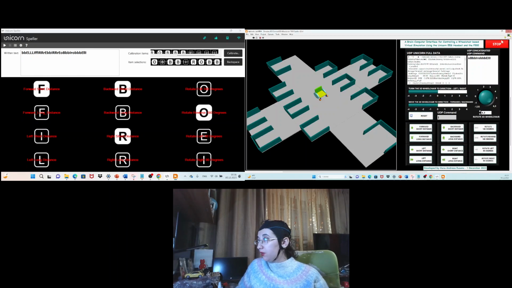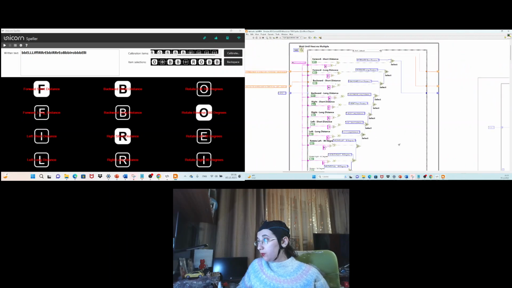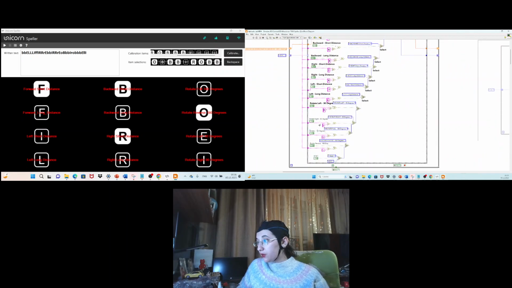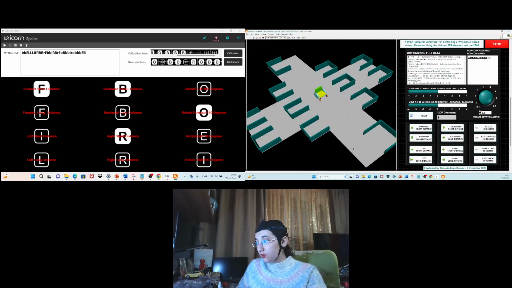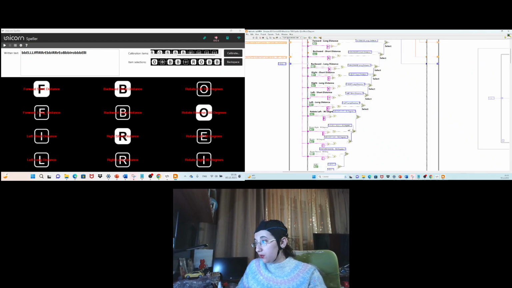Okay, reset. So for rotate right 90 degrees, here is the block diagram. I will check again the rotate right 90 degrees. I want to check again the state machine. Is, yeah, this one.